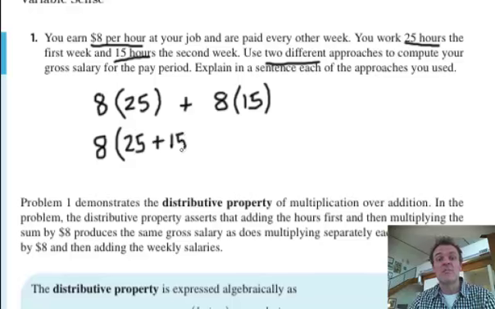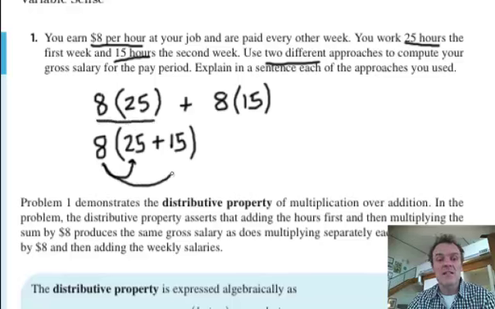That's what I would do. Now I know that's 40, because I work a total of 40 hours. But can you see what I've done here? Distributive law: 8 times 25, and then 8 times 15, with a plus in between, okay? That's how it works. That's you using the distributive property.